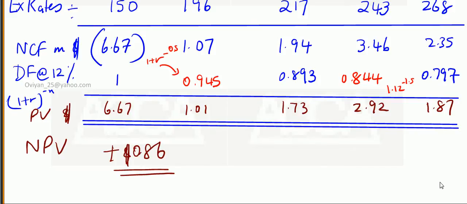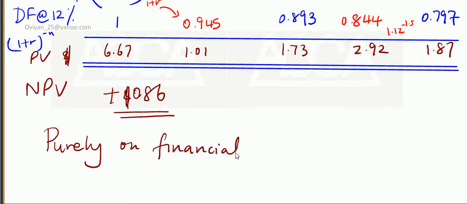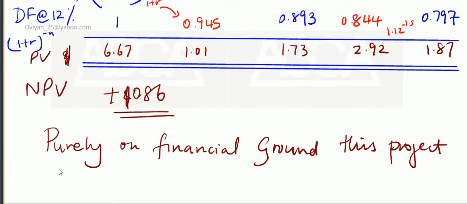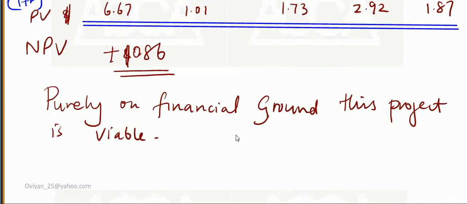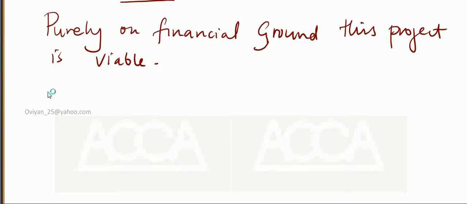So we have got an NPV of 0.86. Seems to be a good project, so we're going to say purely on financial ground, this project is viable, because it creates a positive $0.86 million.